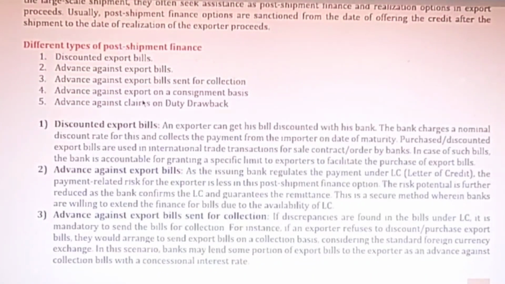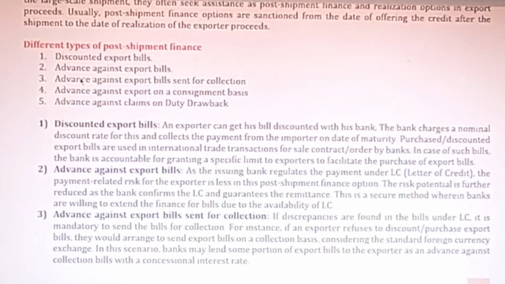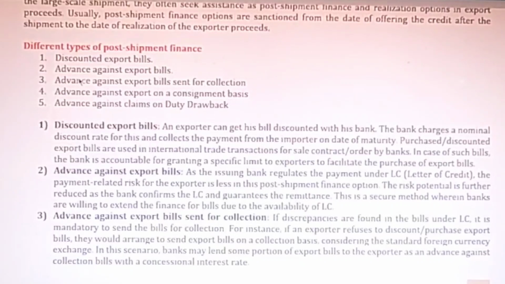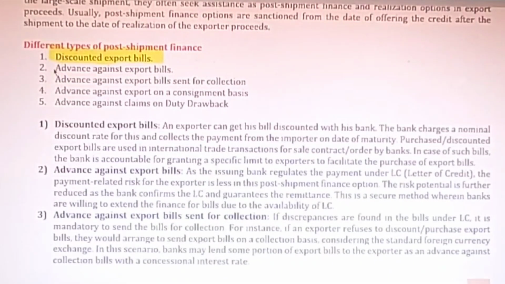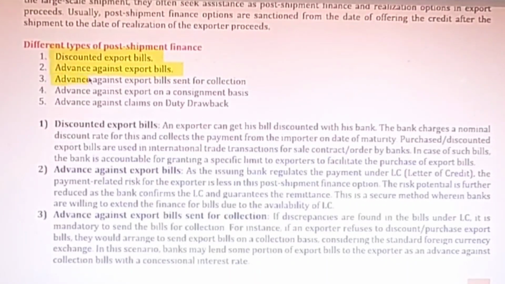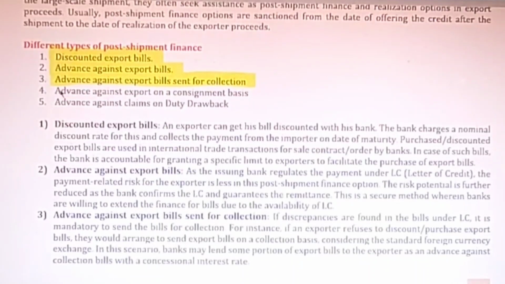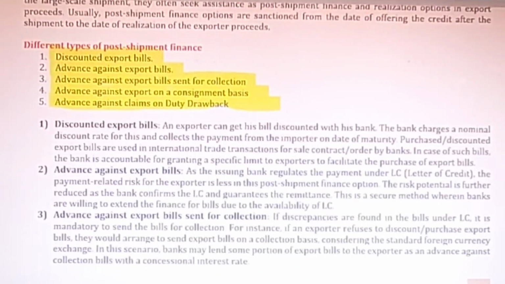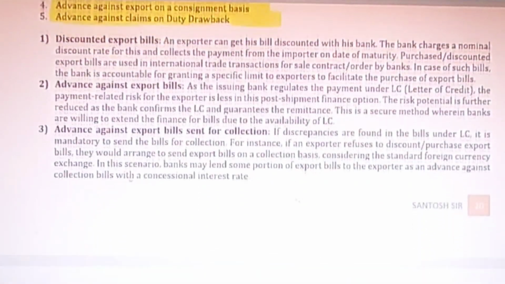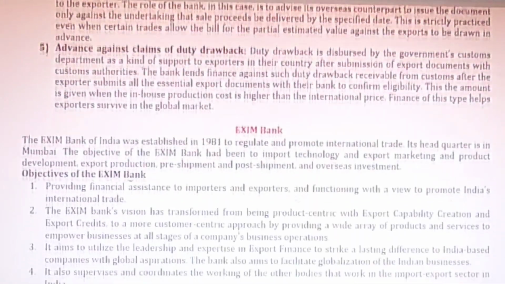There are as many as 5 methods through which an exporter can obtain export finance in post-shipment. That is discounting of export bills with the banks. It is one of the common processes. Then advance against export bills, which can be obtained through banks. Then advance against export bills sent for collection, advance against export on consignment basis, and advance against claims on duty drawbacks. So these are the 5 methods of post-shipment finance. I have explained this.